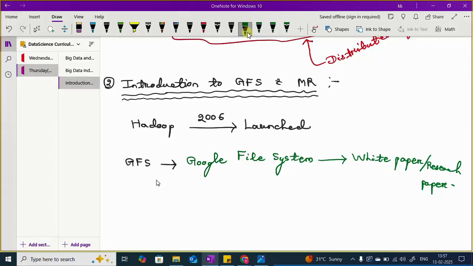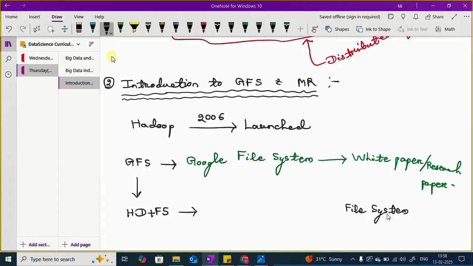Now, there are a lot of loopholes with GFS and all. As part of improvisation, another file system came into the picture, that is called HDFS. Then, sir, what is the full form of HDFS? Obviously, it's not two different words. So I'm just writing file system plus HDFS. FS stands for file system. You are clear, right? This stands for file system.